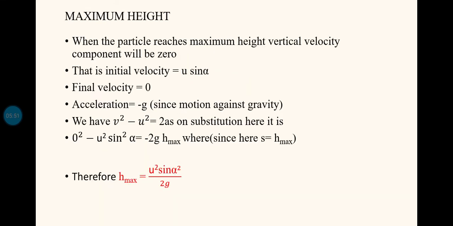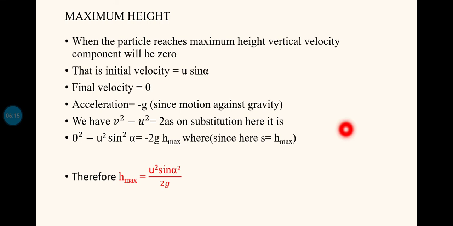When the particle reaches maximum height, the vertical velocity component will be 0. That condition we are utilizing here. If you consider the vertical motion of the projectile, initial velocity is u sin alpha and final velocity is 0. Now acceleration is minus g since the motion is against gravity. We have v square minus u square equal to 2as. That is a fundamental equation. In that you are substituting v is equal to 0.